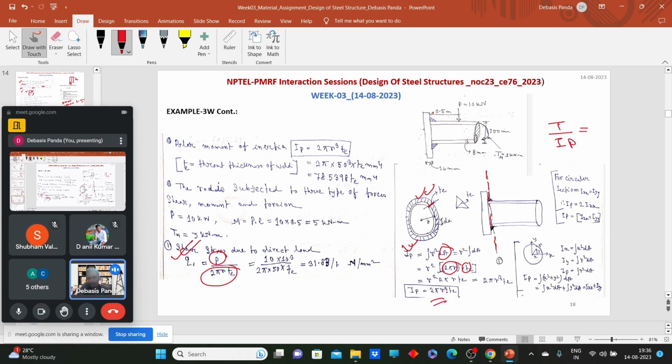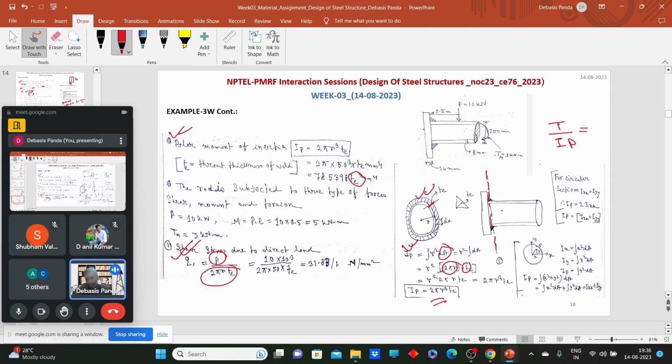That will be 2πr³T. Here the polar moment of inertia we have calculated, but we don't know the size, so we don't know the thickness. The size we need to calculate. So consider that my effective throat thickness will be T. We will calculate the T, then we will equate that, effective throat thickness equals size into K, so we can find out the size of the weld.